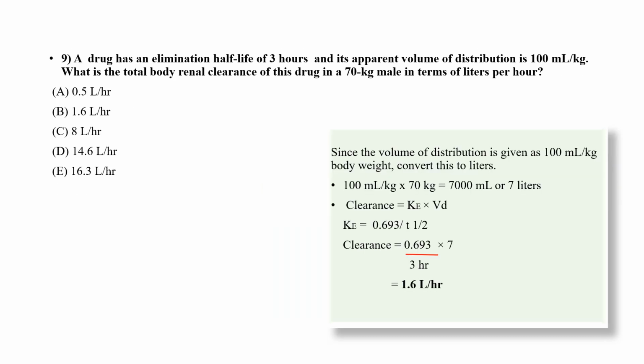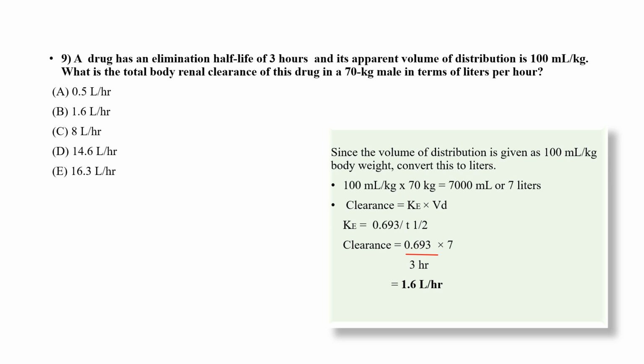Moving on to the next question. A drug has an elimination half-life of 3 hours and its apparent volume of distribution is 100 ml per kilogram. What is the total body renal clearance of this drug in a 70 kg male in terms of liters per hour? So in this question we need to calculate the total body renal clearance. The volume of distribution is given as 100 ml per kilogram and the weight of the patient is given as 70 kg, and we need to calculate the clearance in terms of liters per hour.